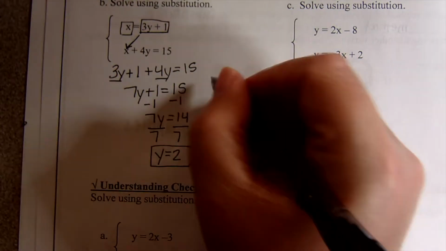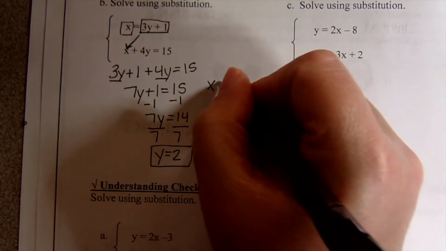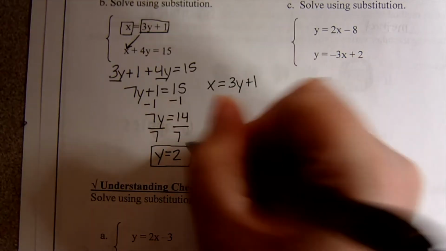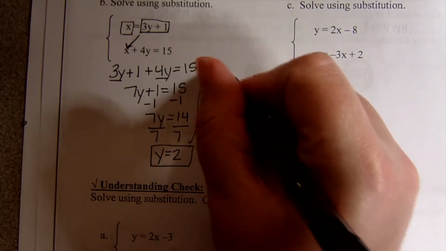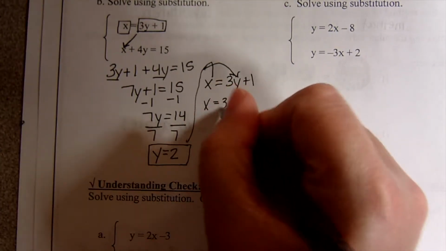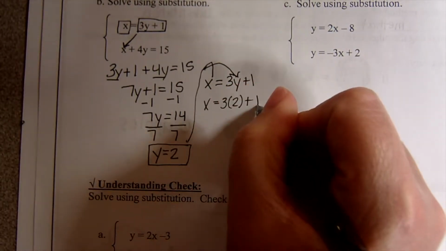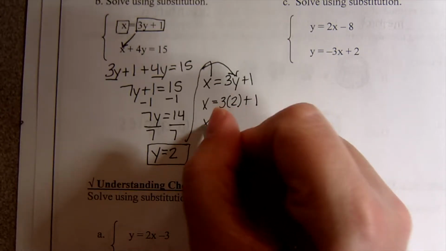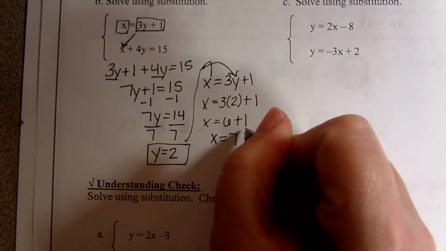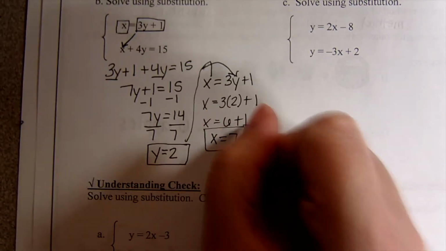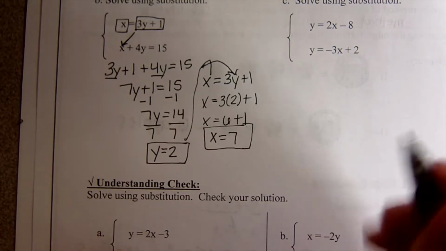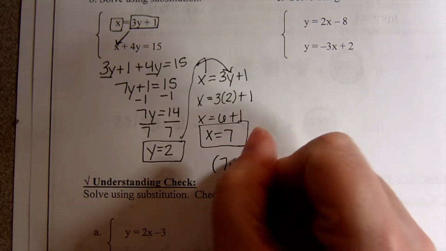So I'm going to plug it in to either of these equations. I'm going to use the first one. X equals 3y plus 1. So I'm plugging in 2. Oops, not for x. For y. So x equals 3 times 2 plus 1, which is 6 plus 1, or 7. Do you have to check it? So what is my solution here? 7, 2.